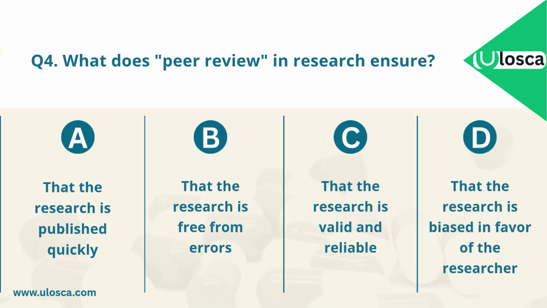Question 4. What does peer review in research ensure? A. That the research is published quickly. B. That the research is free from errors. C. That the research is valid and reliable. D. That the research is biased in favor of the researcher. Which one is the correct answer?